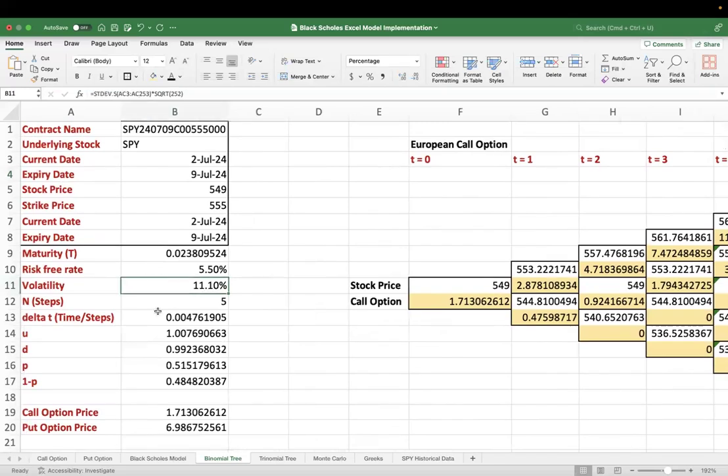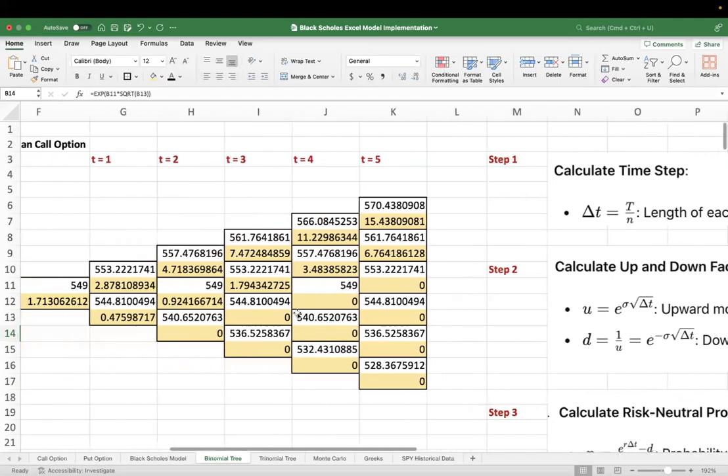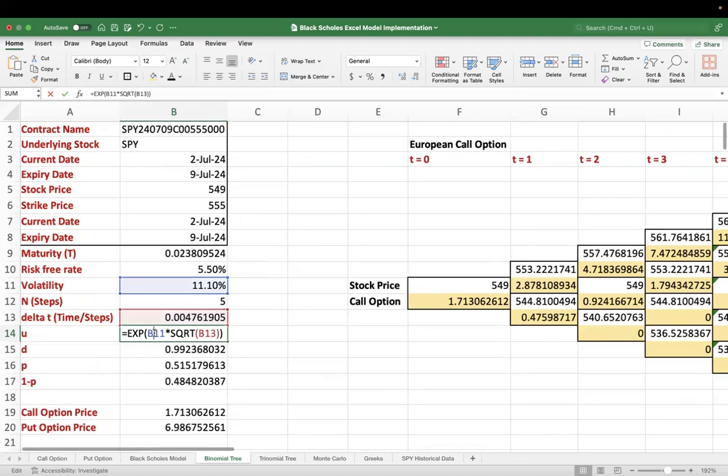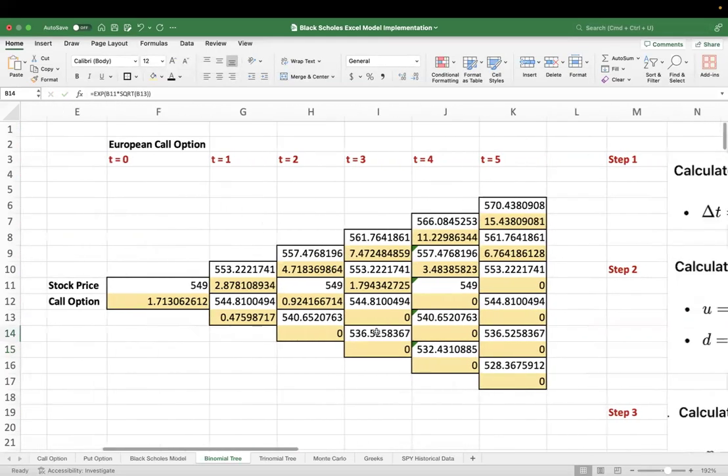We have delta t. So that's how we'll calculate u and d. If you all remember, what was the formula of u? It is e raised to the power sigma times square root of delta t, right? So we have used the same exponential, with sigma and the square root of delta t. Similarly, we'll calculate d, which is nothing but 1 by u.